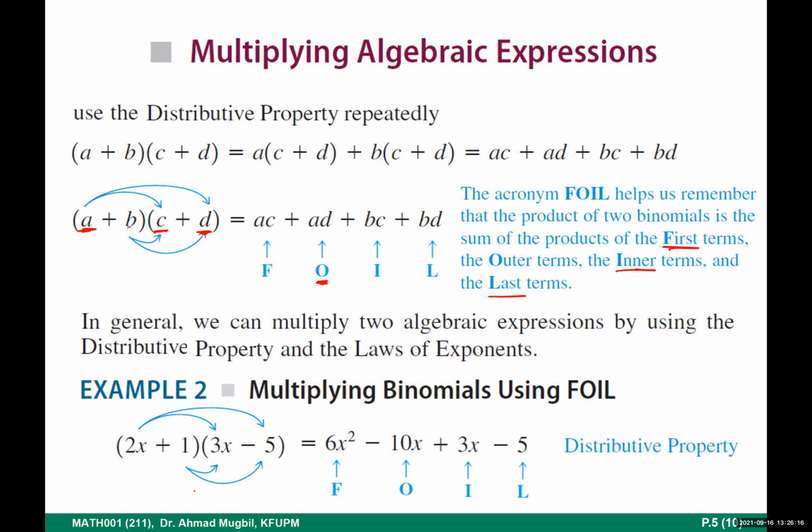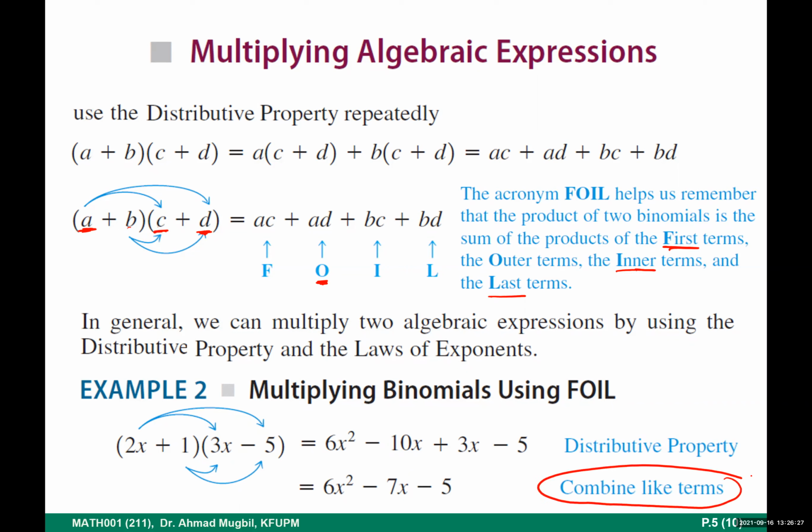Here we are. Are we done? No. What we need to do? We have to subtract 10x and... What is that called? It has a name. Combine like terms. So we have here two terms that are like terms.